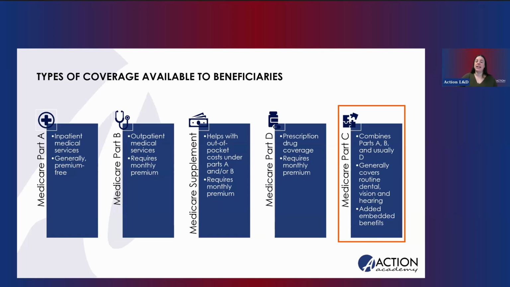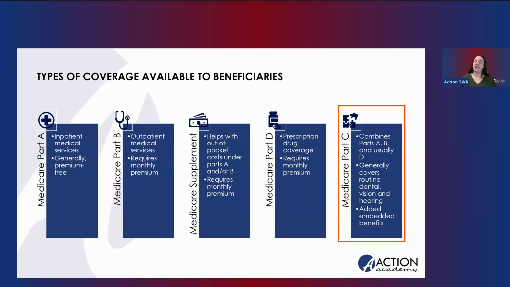So these plans combined A, B, and usually D, not always, but usually they have Part D as well. And they sometimes embed other additional benefits, such as dental, vision, hearing, stuff like that. There are also supplemental benefits within Medicare Advantage plans like Silver Sneakers, transportation, and so on and so forth. But that's getting kind of deep. We'll go back to that later.